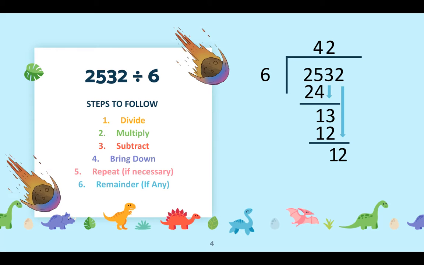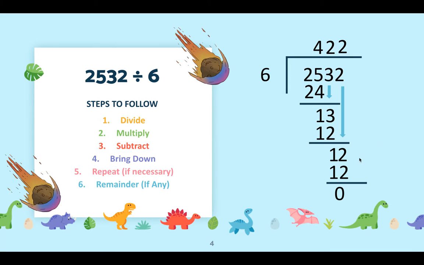And then we know that 12 can be divided evenly by 6 exactly 2 times, because 6 times 2 is 12. Once you subtract those two, we'll get an answer of 0, and that just tells us that our number was evenly divided. So if you wanted to check your work, 422 times 6 should give us 2,532.